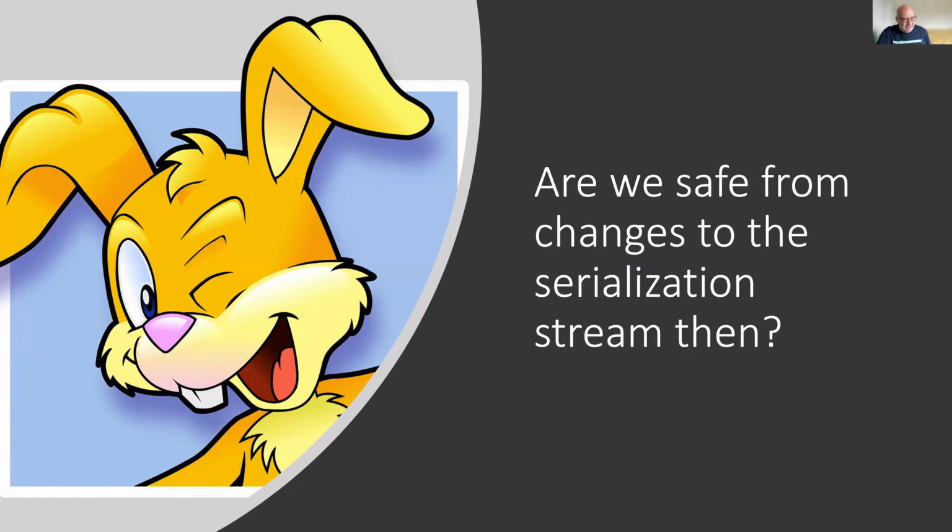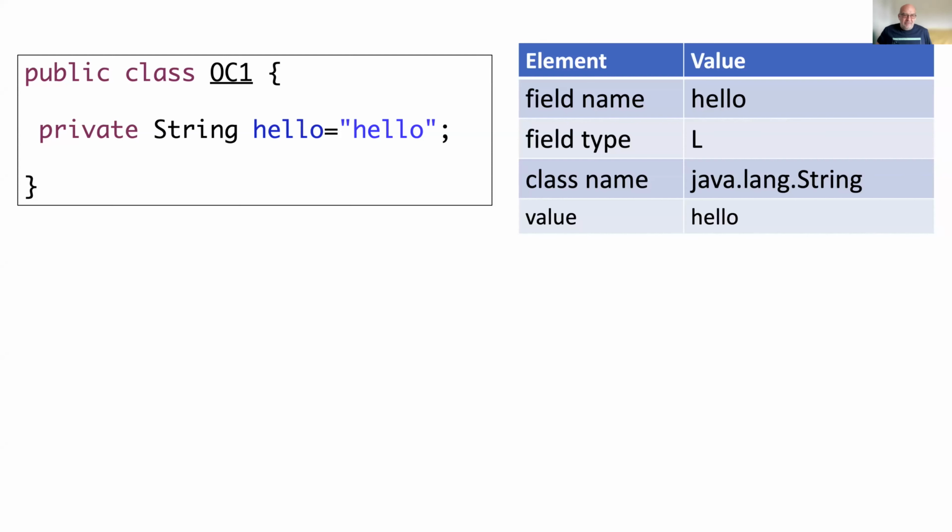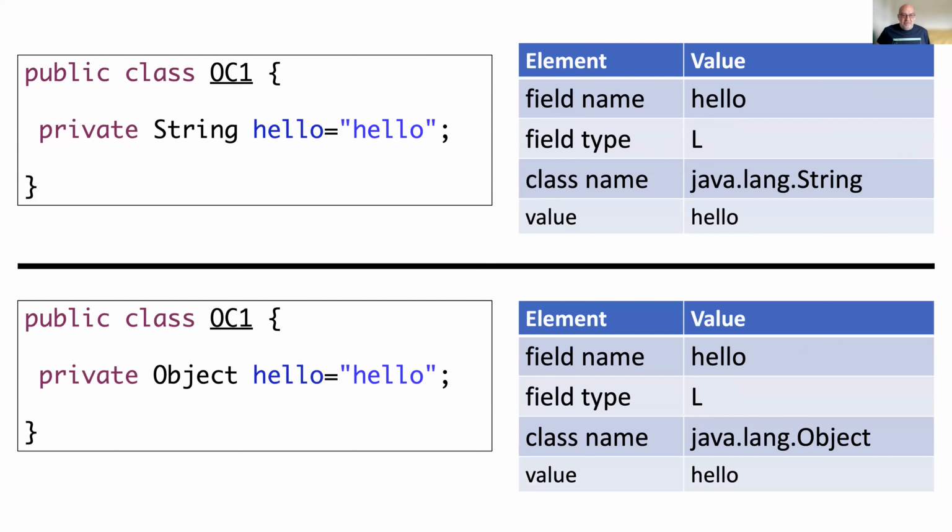Well, not really, because you can look at this in a different way. So let's take this code and this subtable that we've got. Forget all the extra bits. Let's focus on the important bits: the name of the field, what type it is, what its class is, and what its value is. So I've got one that's a string. What happens if I don't have a string? What happens if I have an object? Okay. Well, actually, if you look, the only thing that changed was the class name, right?